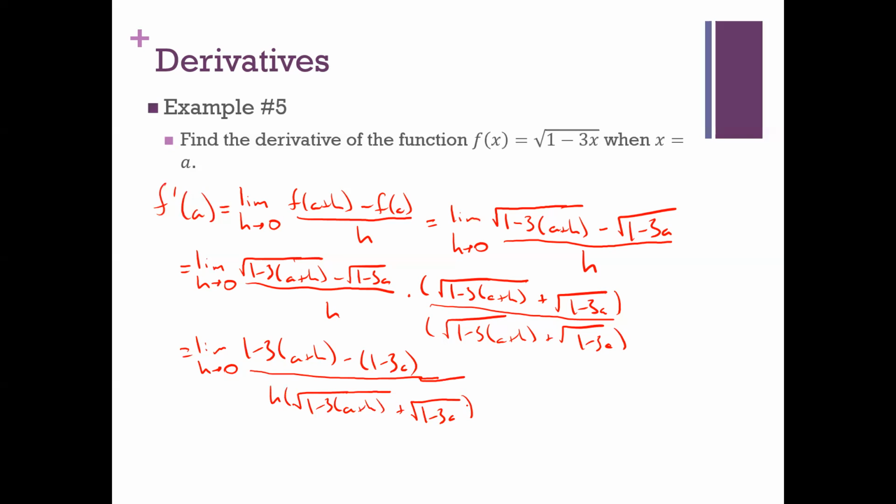From here, where can I go? Can I evaluate the limit? Not yet. Setting h equal to 0 is going to make the whole denominator 0. And really, keep in mind that our goal has pretty much always been to wipe out that h in the denominator. Do we see a way to do that yet?